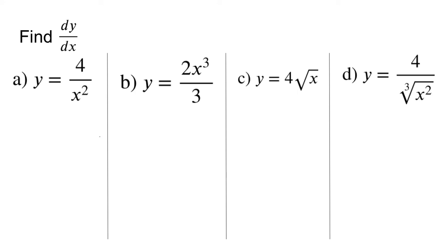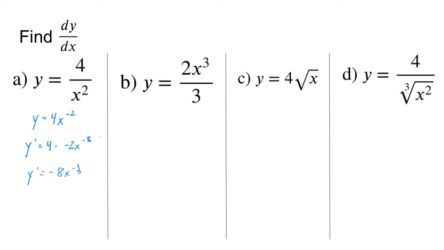So here in A, for example, we would rewrite this as 4x to the -2nd power, right? That's the exact same thing. And then when I find the derivative, y prime, it's 4 times -2x to the -3rd power, right? That's the derivative of x to the -2nd power, which gives me -8x to the -3rd power.